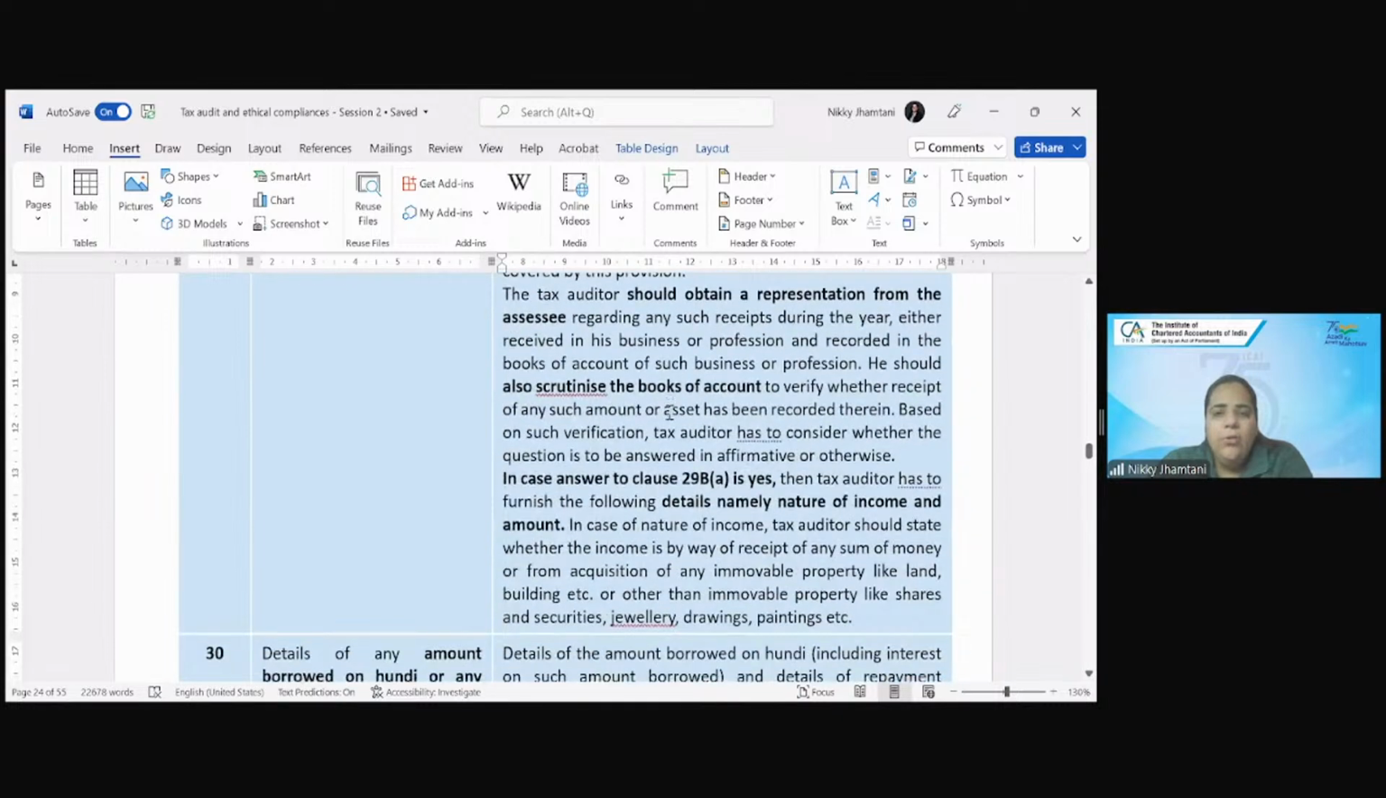So the tax auditor should obtain a representation from the assessee regarding any such receipts during the year, either in his business or profession, recorded in the books of accounts. He should also scrutinize the books.